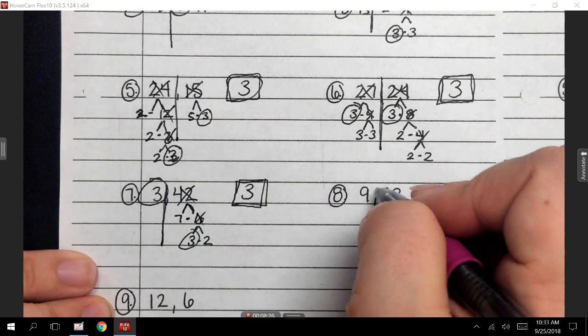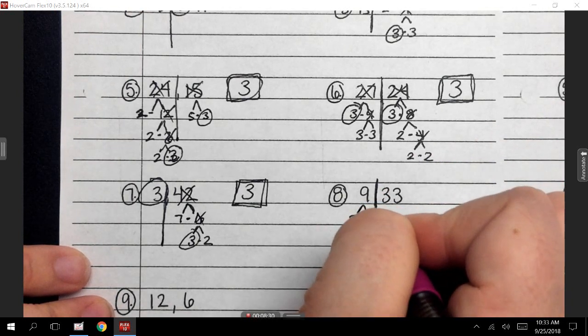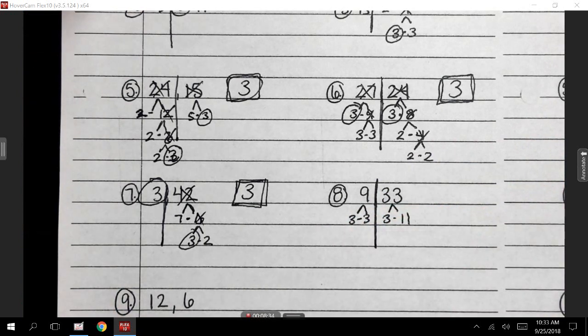Let's look at 9, and then don't let me forget to move it up. I'm sorry, number 8. I'm splitting 9 into 3 times 3. True? Is that if I did 14 times 3 on number 7?